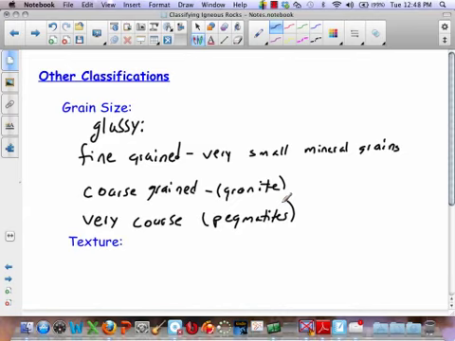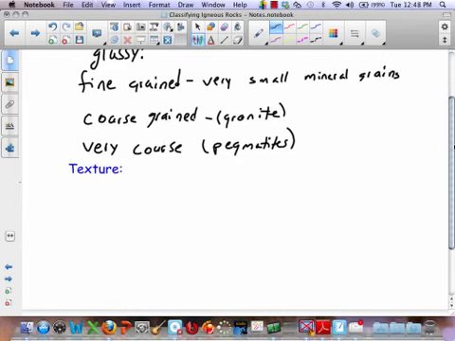And then guys, again, texture, it's not really something we need to be spending a lot of time on. But it's definitely worth our time a little bit to discuss what it really means. All the textures are really the way that it feels, right? You can feel the coarse grains when you pick up a piece of granite. You can see them, you can feel them. Glassy is typically going to be that beautiful, smooth color.